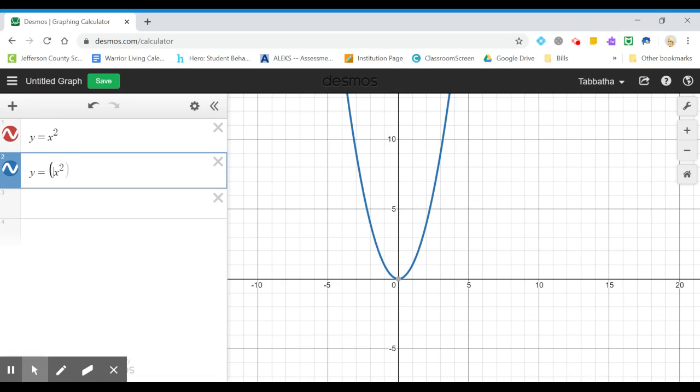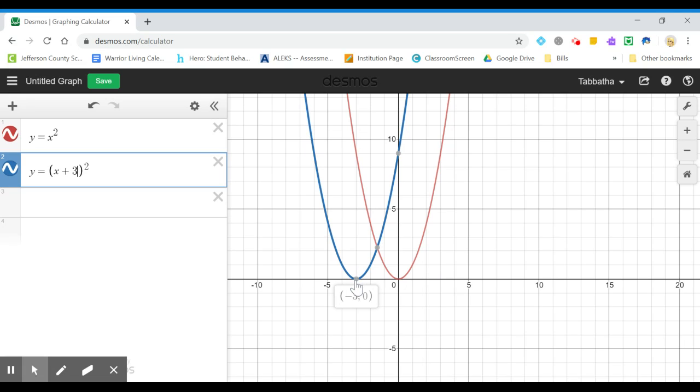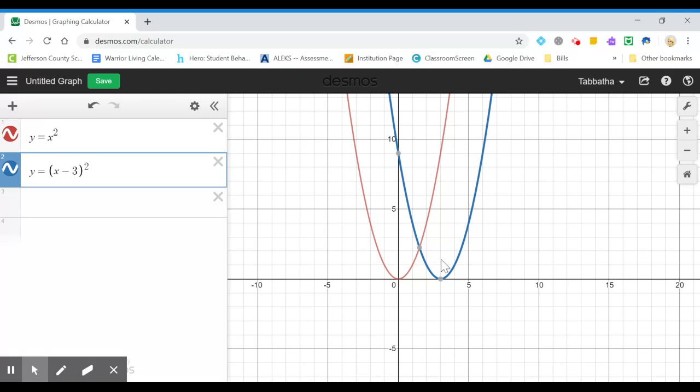We do that by putting parentheses around the x, and then we can put a plus or minus in the parentheses. But what do you think happens when I put a plus 3? It's not up, it's not down, it's not right, it is left. This is counterintuitive. And people think that because it's a plus 3, you're going to move over to positive 3. But it's backwards. Positives move it to the left. So a minus 3 would move it to the right. Okay? So be very careful on that, but we can move it up, down, left, right.